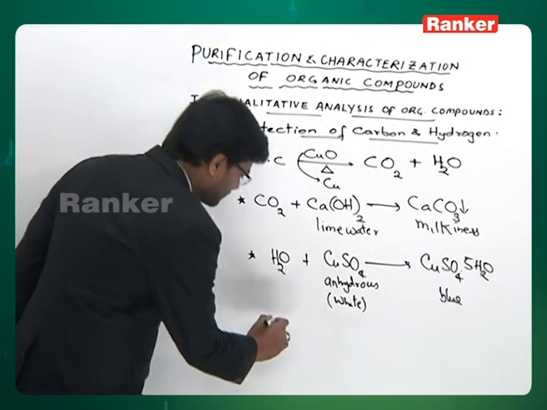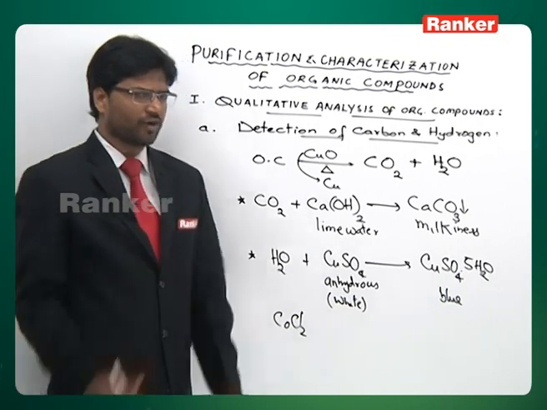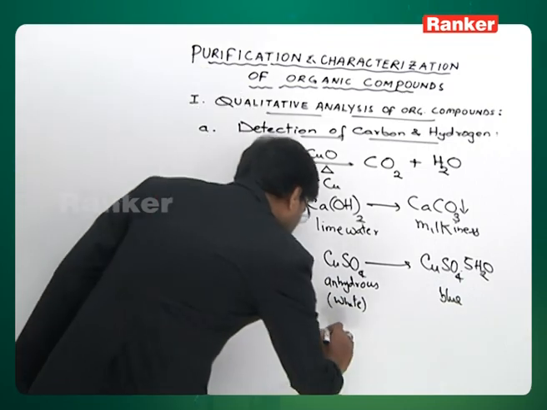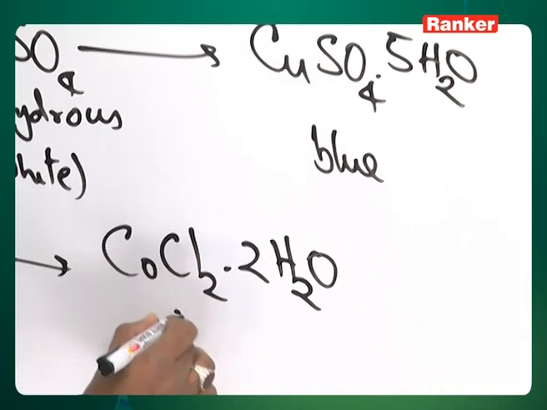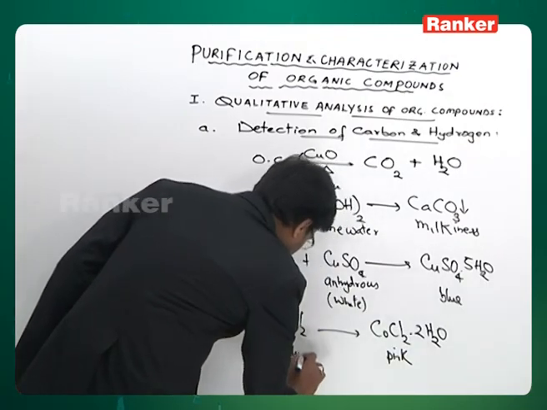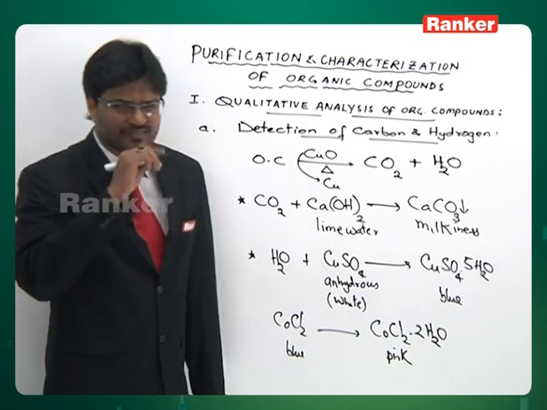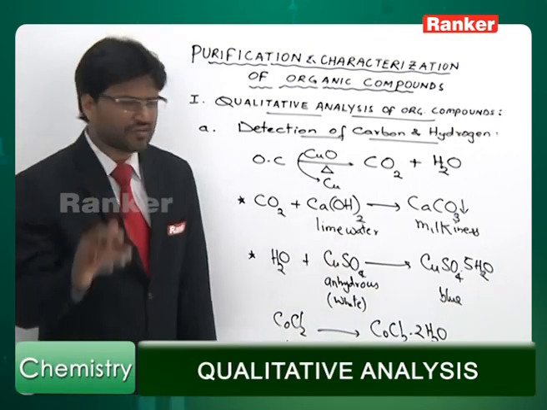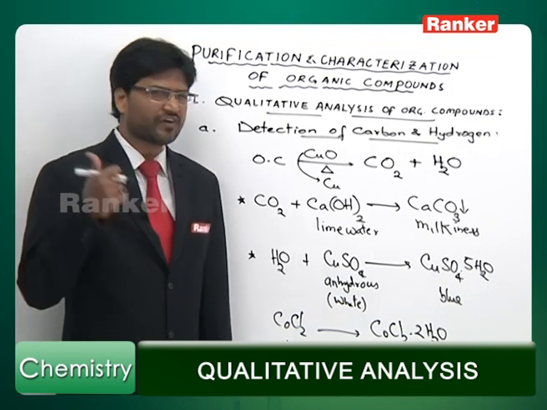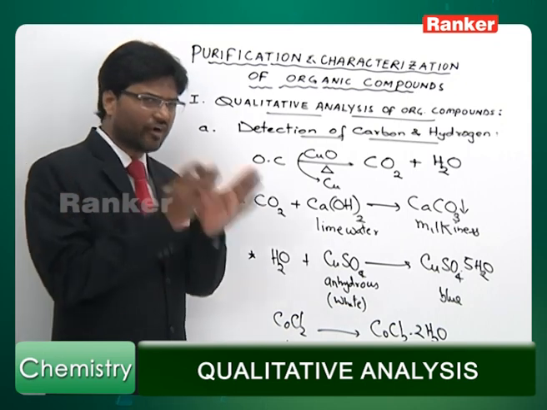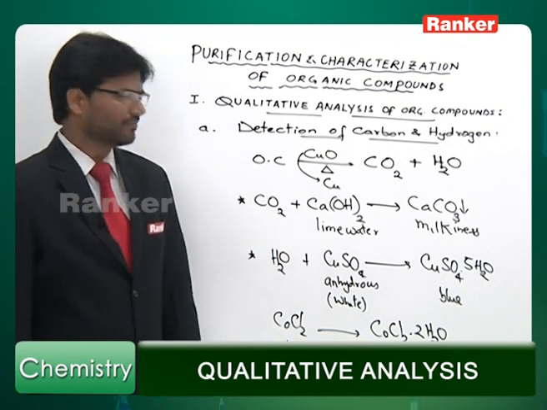There is another substance which can be used, cobalt chloride. Anhydrous cobalt chloride is blue, and when it takes up water, it becomes pink. CoCl2 becomes CoCl2.2H2O. This is pink, this is blue. So this is another way you can test water. Here I would like to add one point, that even sulfur dioxide gives the lime water test. So to make sure that the gas formed is carbon dioxide, you should pass it through acidified potassium dichromate. Sulfur dioxide turns it from orange to green, whereas carbon dioxide does not change the color of acidified potassium dichromate.